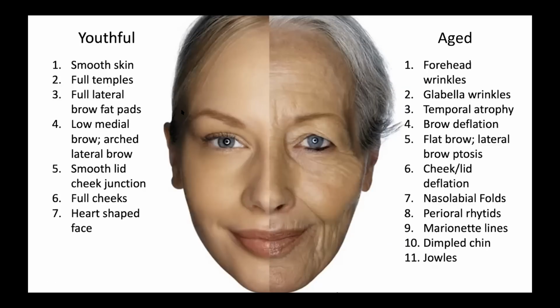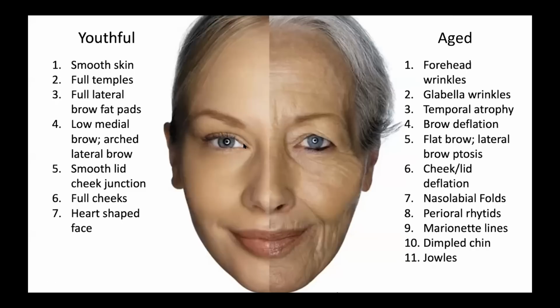On the youthful side, we see full, we call these the lateral, meaning the outside, fat pads on the brow. Whereas as we get older, the fat underneath the brow starts to actually collapse and go away. We see a low medial brow, and we see the brow is arched laterally. And as we get older, a lot of times the medial part of the brow actually ascends a little bit, and the lateral part starts to descend, and so we lose a little bit of our arch.